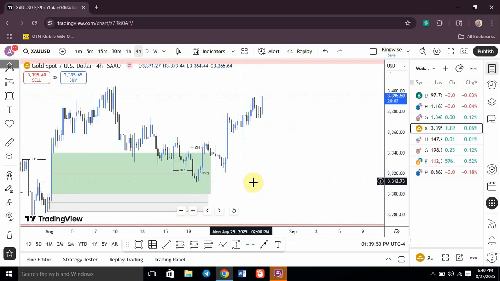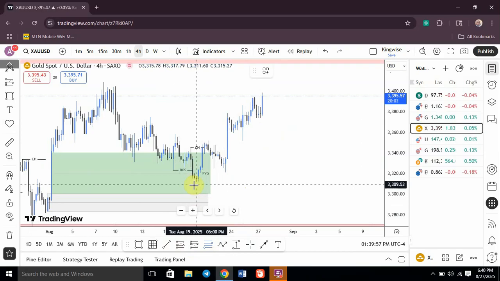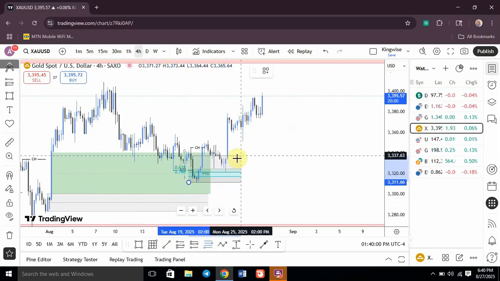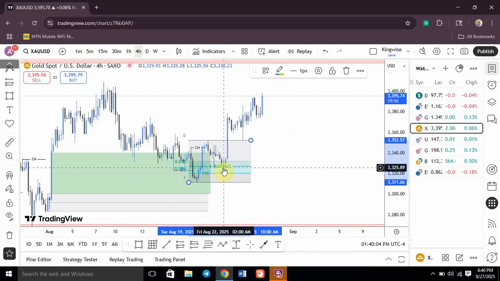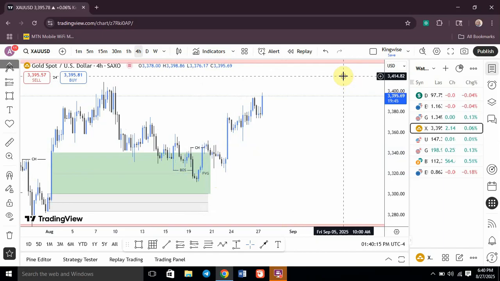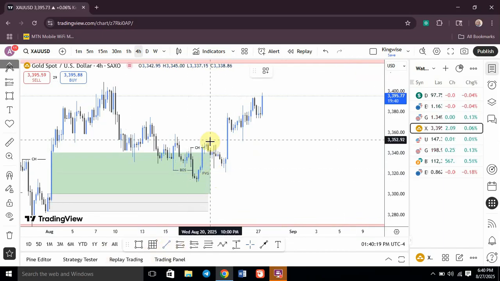And if you can also see from this point here, using your Fibonacci, you see that market retraced in between the 61.8% to 78.6%, which is a good premium price for you to engage the buy. And market broke structure upward, broke structure to the upside.